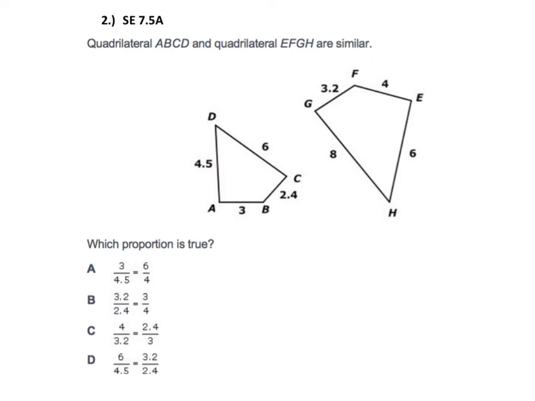Number 2 says quadrilateral ABCD and quadrilateral EFGH are similar. First, we're going to color code A to E. So we got A and E. We got B and F. We got C and G. And D and H. So we're just going in the order that it's given.